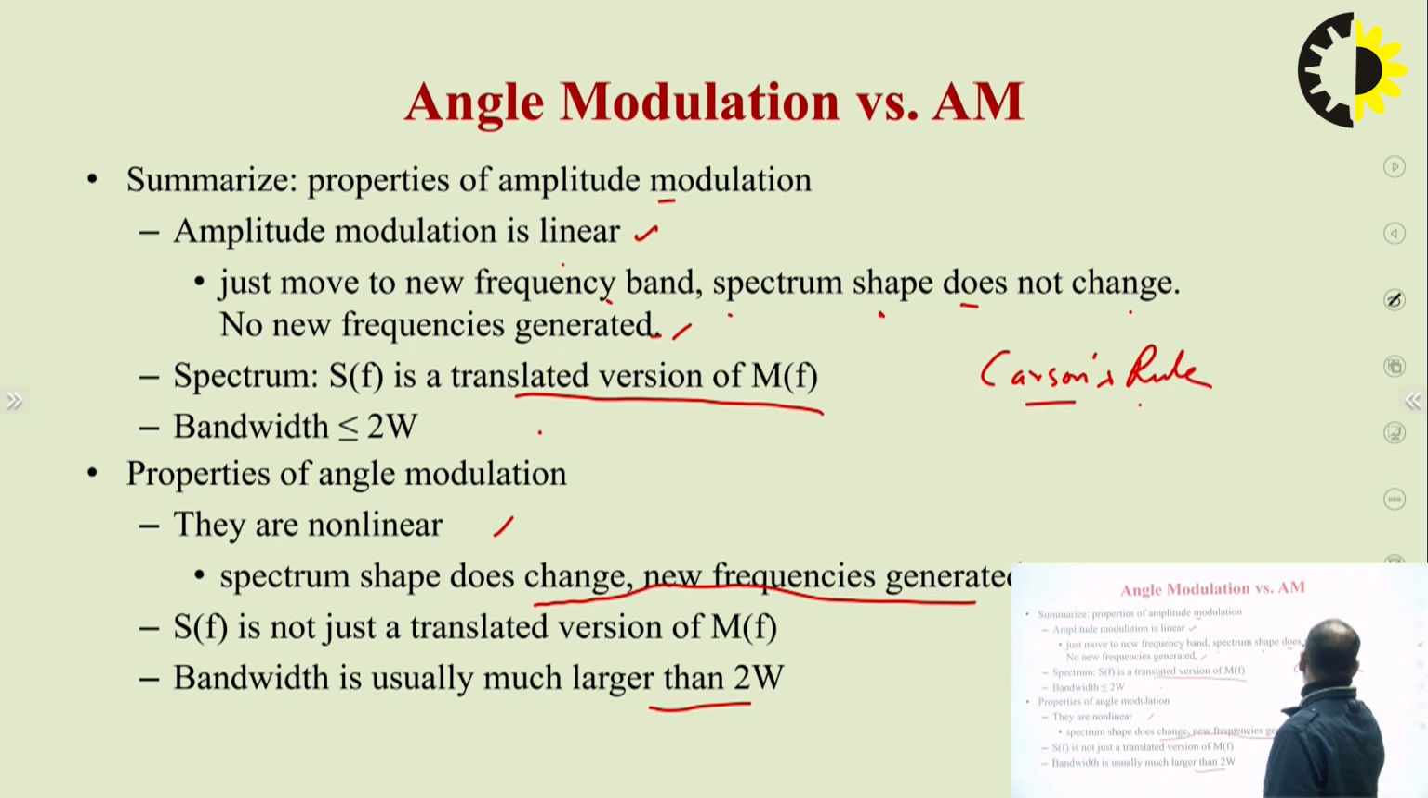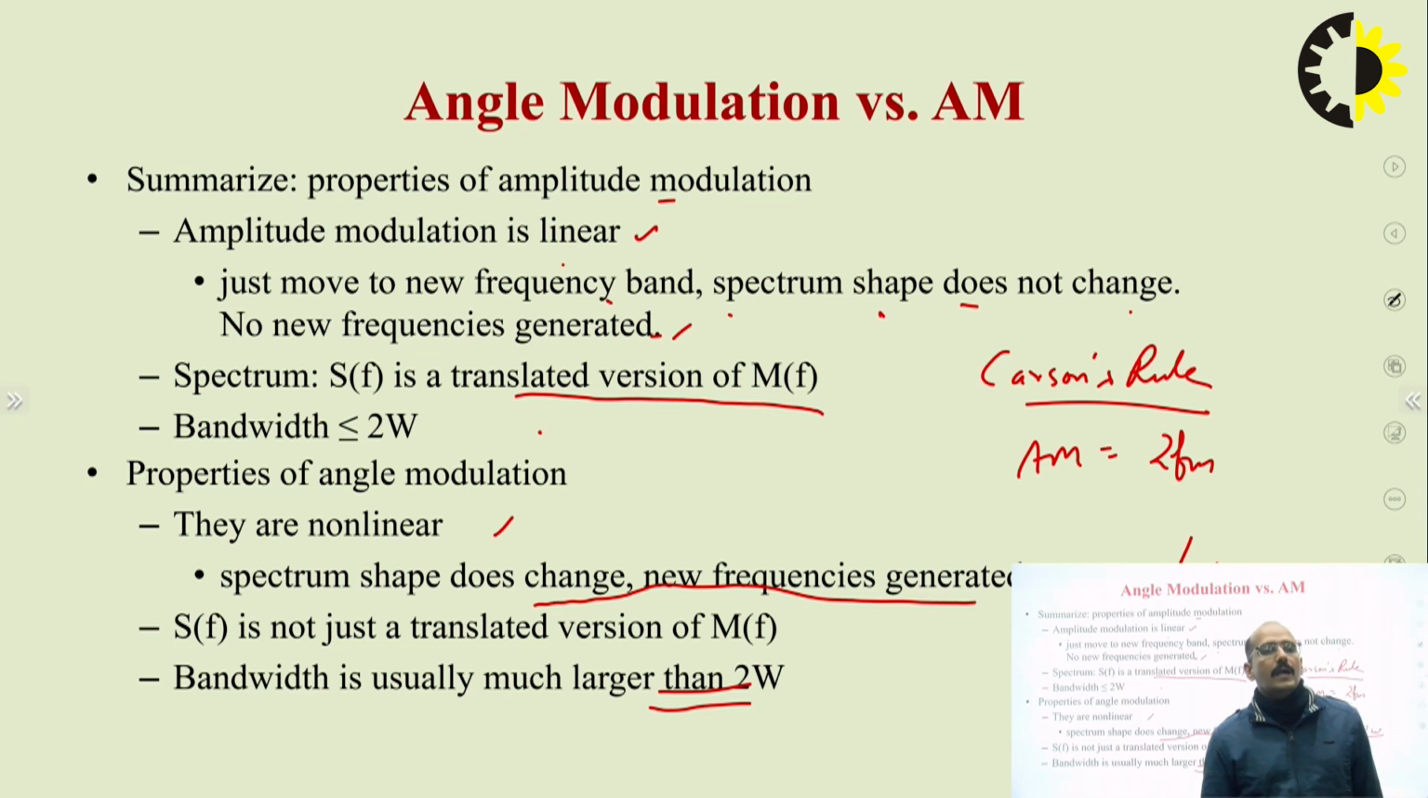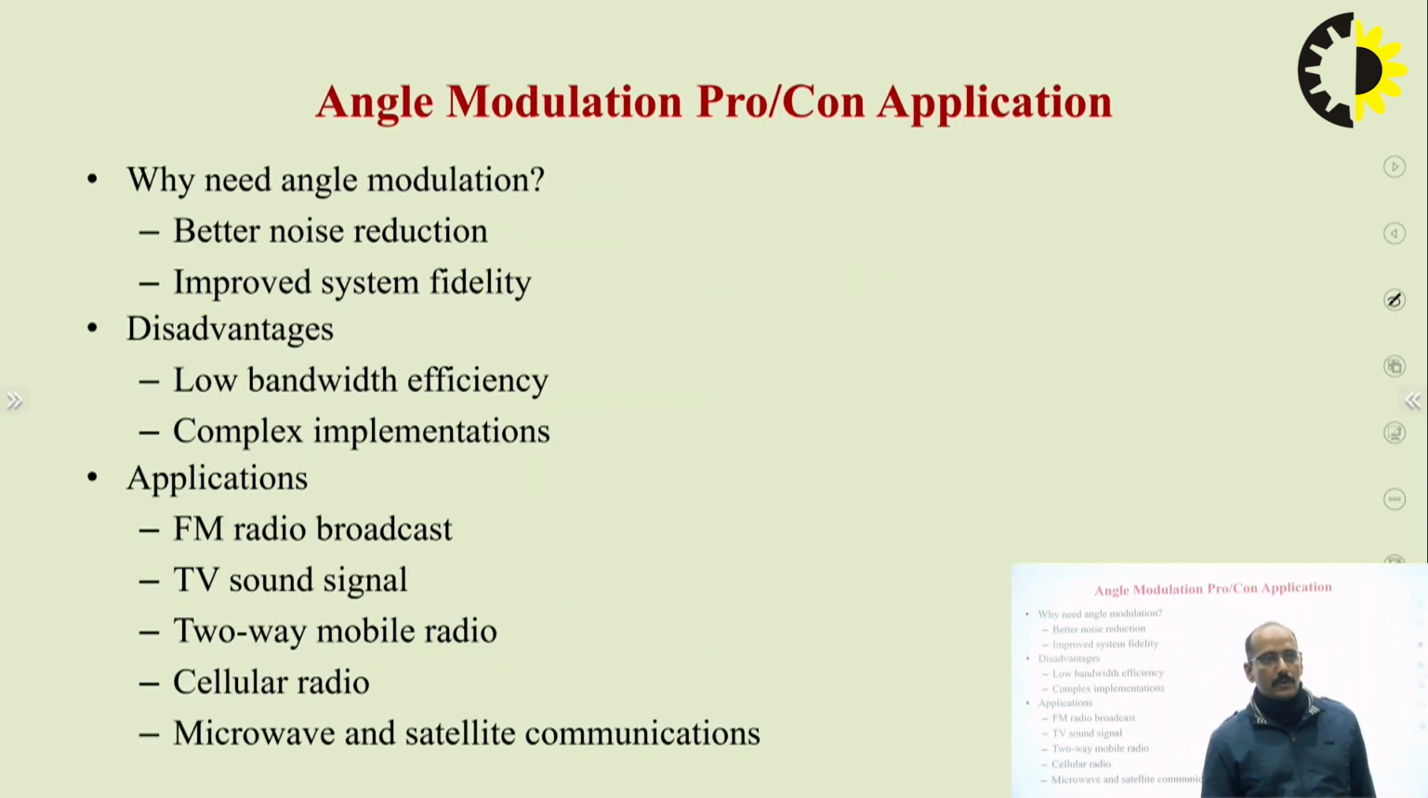And as per Carson's rule, the bandwidth of narrowband FM is equal to AM, meaning twice the message frequency. But when we are talking about wideband FM, it is quite a bit larger than 2 fm or 2 omega. So this is the basic comparison of angle modulation and amplitude modulation. Similarly, there are some pros and cons of why we need angle modulation.